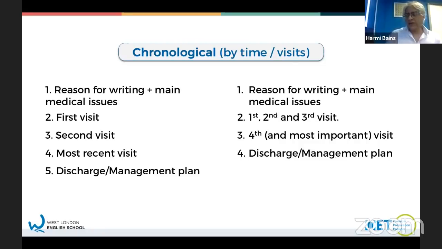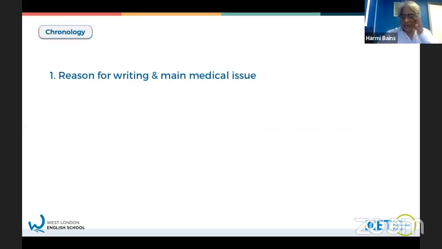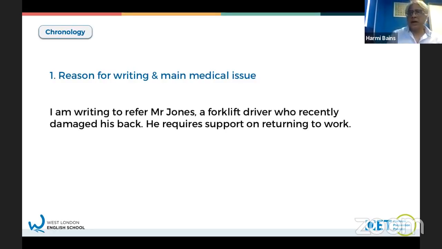So basically, though, with chronology, we go backwards to the first visit and then we move forward and finish with the most recent visit. So let's just have a look at an example. So here's the opening paragraph. I'm writing to refer Mr. Jones, a forklift driver who recently damaged his back. He requires support on returning to work.